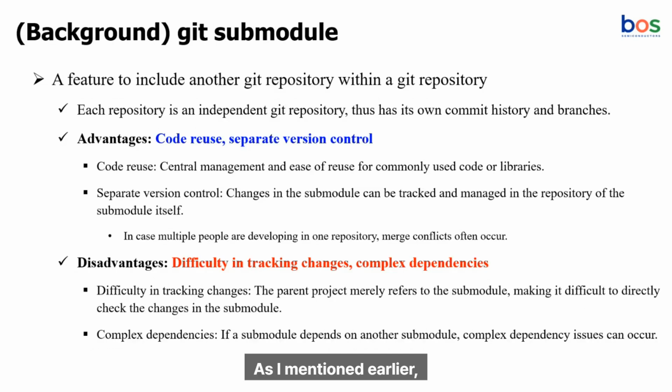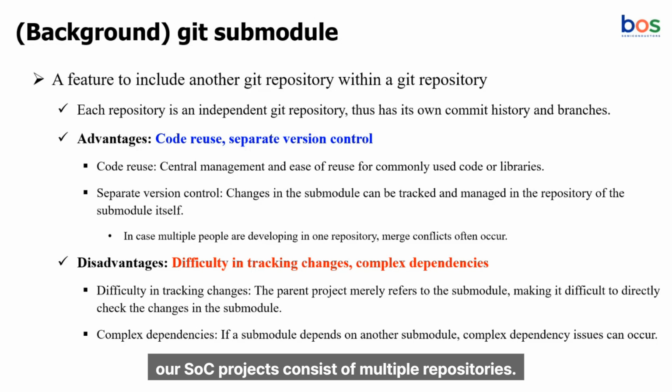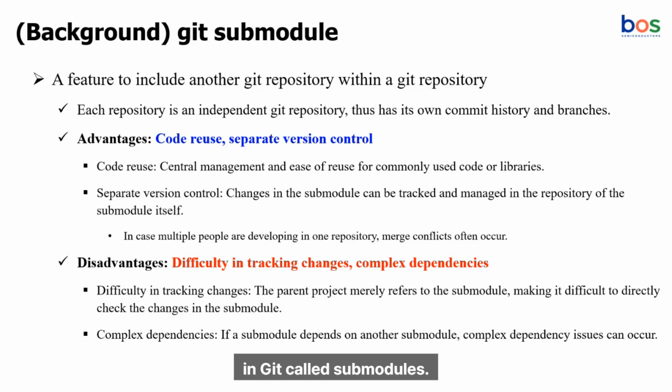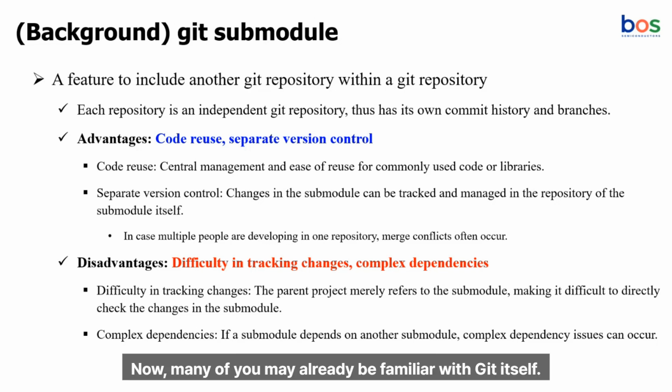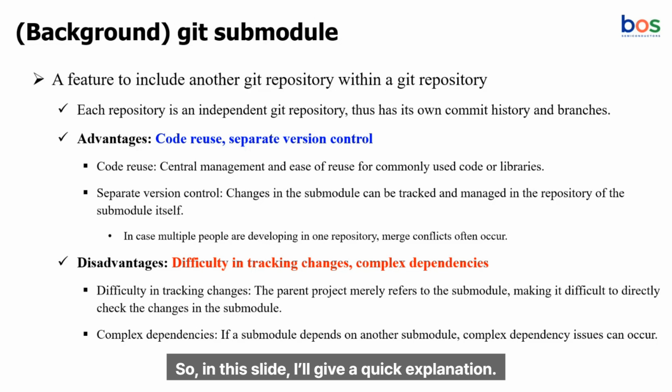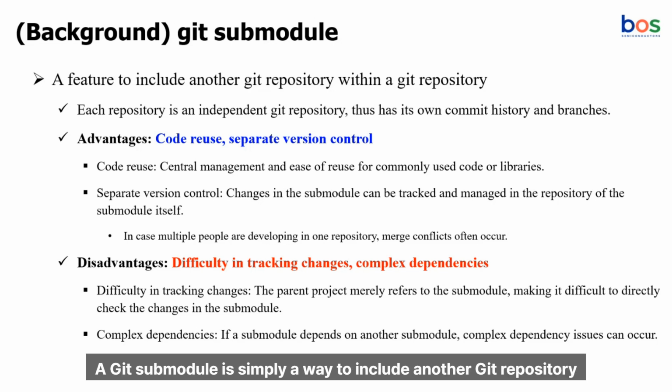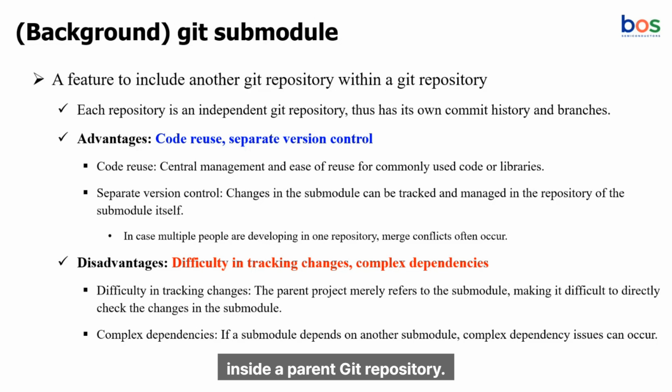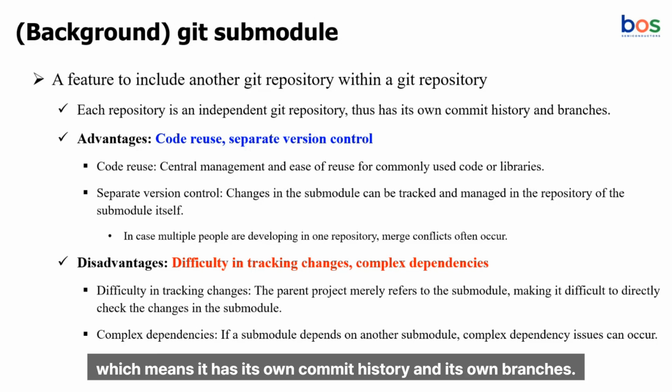As I mentioned earlier, our SoC project consists of multiple repositories. To manage them more efficiently, we make use of a feature in Git called submodules. Many of you may already be familiar with Git itself, but I know that not everyone has experience with Git submodules, so in this slide, I'll give a quick explanation. A Git submodule is simply a way to include another Git repository inside a parent Git repository. Each submodule is an independent repository, which means it has its own commit history and its own branches.